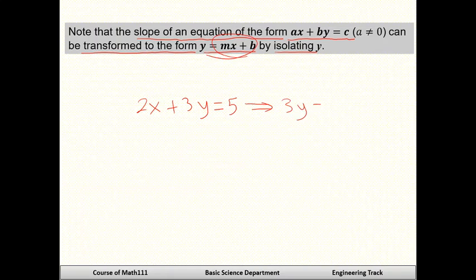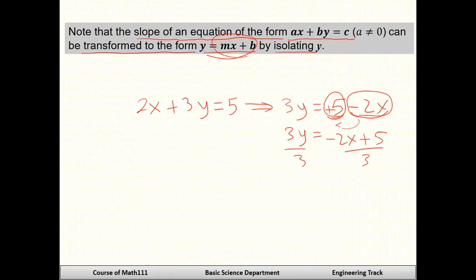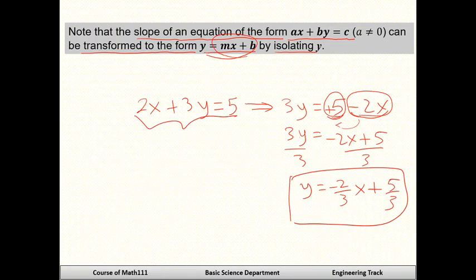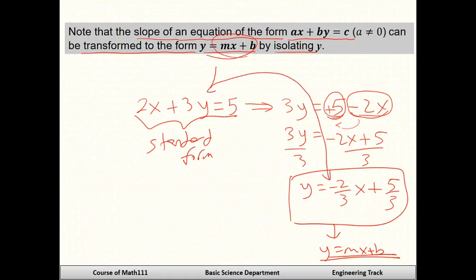You can directly say 3y is equal to 5 minus 2x, and then when you move terms you change their signs. So it will be negative 2x plus 5, and you divide by 3, and then you get y equal to negative 2 over 3 x plus 5 over 3. So as you see, the standard form is changed to mx plus b form, the slope-intercept form. It is always possible to change this type of equation to this form.